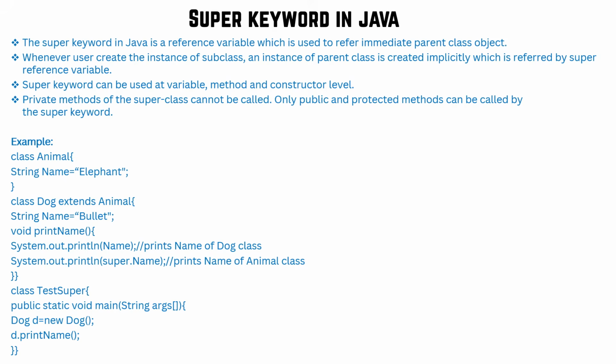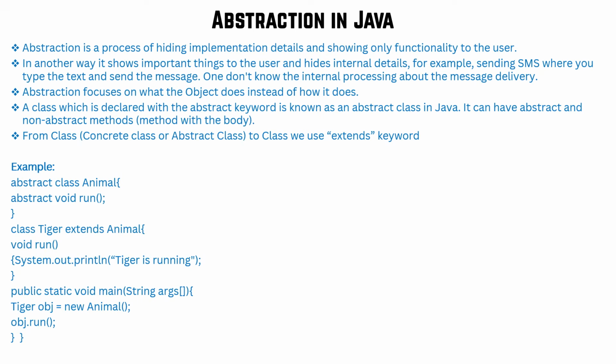Now we'll go for the third concept, which is abstraction in Java. Abstraction is nothing but hiding the implementation details. Please make sure it is hiding the implementation of the logic. Whereas there is one more concept called encapsulation, which is nothing but hiding the data. But here abstraction is hiding the logic or implementation.